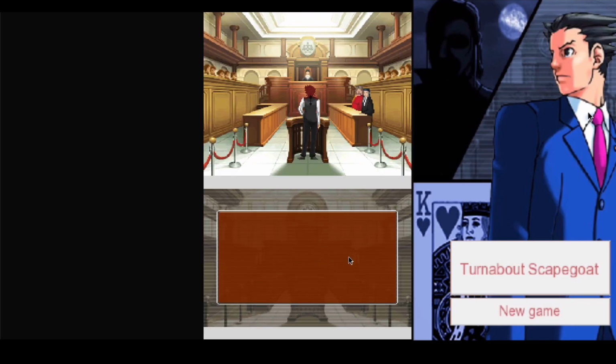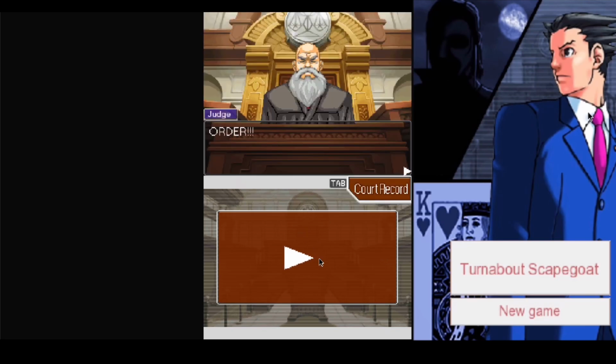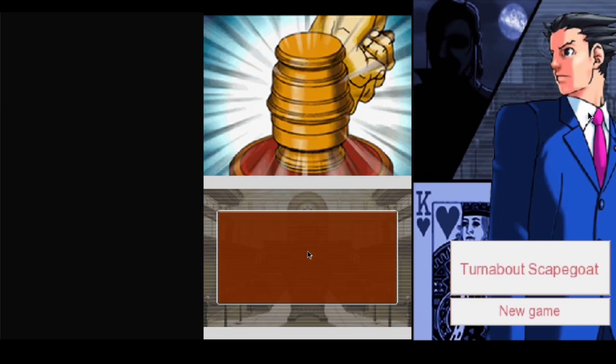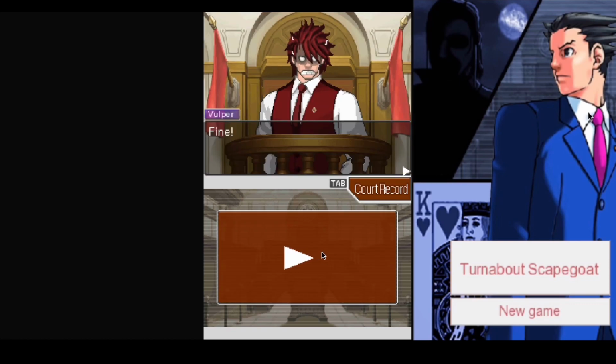Gah! Order! Mr. Vulper, you have lied to this court twice about your involvement with the crime. Mr. Cicatrice has proven that you did not make those footprints an hour before the crime, but at the time of the crime. That rhymed. Your constant lies only incriminate you further, Mr. Vulper. You have one last chance. This time, let's get back to the motive. Fine.